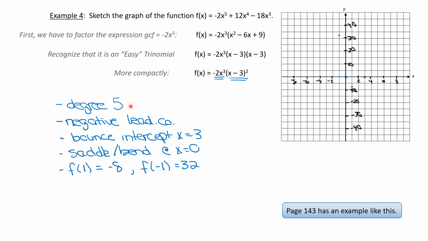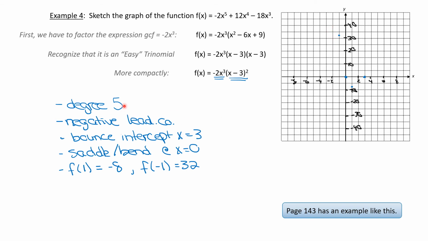The degree is 5, but what's important here is I've got a bounce at 3 and a bend at 0. Because of this point here, I know that I'm going to have to bend in this direction, come down, turn around somewhere, and then bounce up again. I can't be bouncing up here because I can't cut through again. I have no other x-intercepts. You should not be crossing your x-axis anywhere except here and here, and we're crossing here and bouncing here.